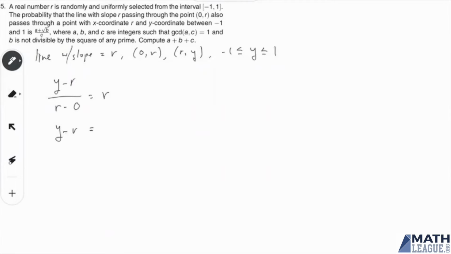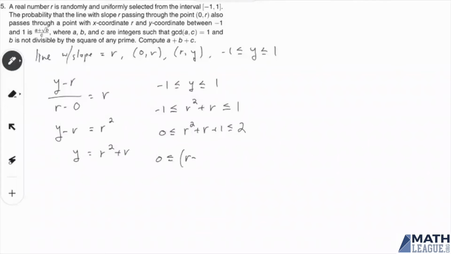Multiply by r on both sides because r minus 0 is r. You get y minus r is r squared, so y equals r squared plus r. We know that y is between -1 and 1, so we can just plug that in. We see that -1 and 1 are the two endpoints for r squared plus r. So r squared plus r is between -1 and 1. Just add 1 everywhere to get r squared plus r plus 1 is between 0 and 2.